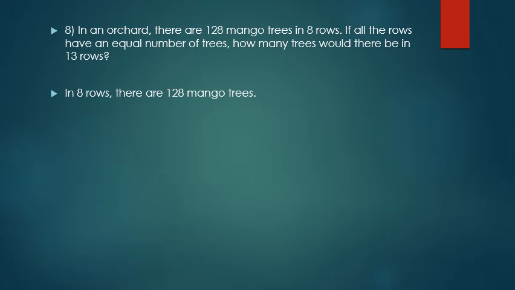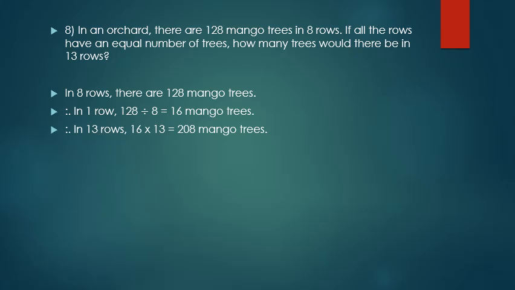So, the solution: in 8 rows there are 128 mango trees. Therefore, in one row there will be 16 mango trees, so 128 divided by 8 equals 16. Therefore, in 13 rows, 16 multiplied by 13. So what is the answer? 208 mango trees. Therefore, there will be 208 mango trees in 13 rows.